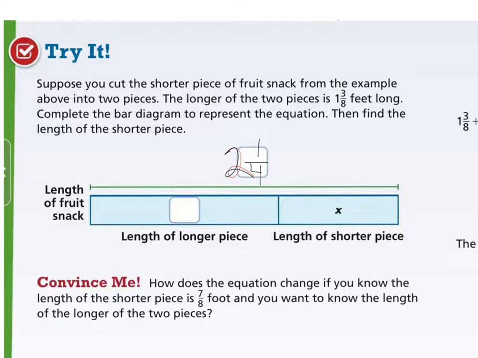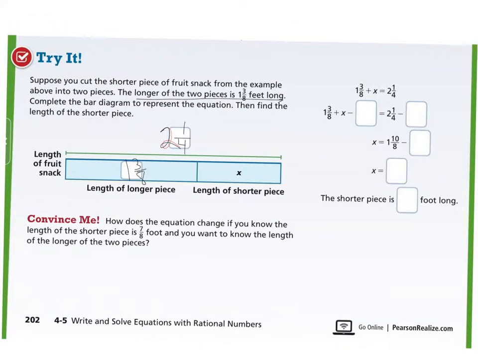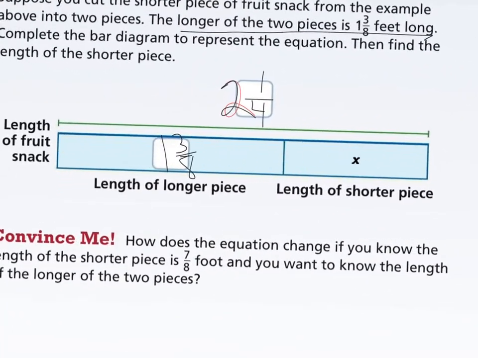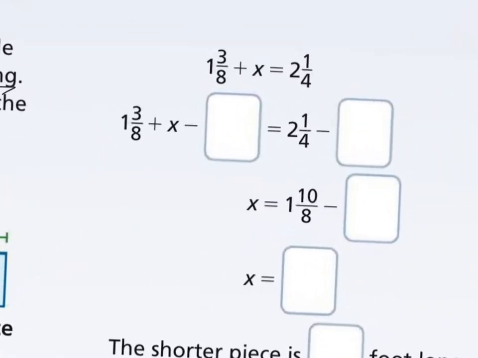So if we were doing this bar diagram, 2 1/4 feet is the total. And from what we just read there, they told us that the longer piece of that is 1 3/8 feet. We're trying to find that shorter piece here. So that would be a bar diagram way of showing that. Then they've got an equation off to the side here that we can work off of. These 2 pieces together add up to 2 1/4.